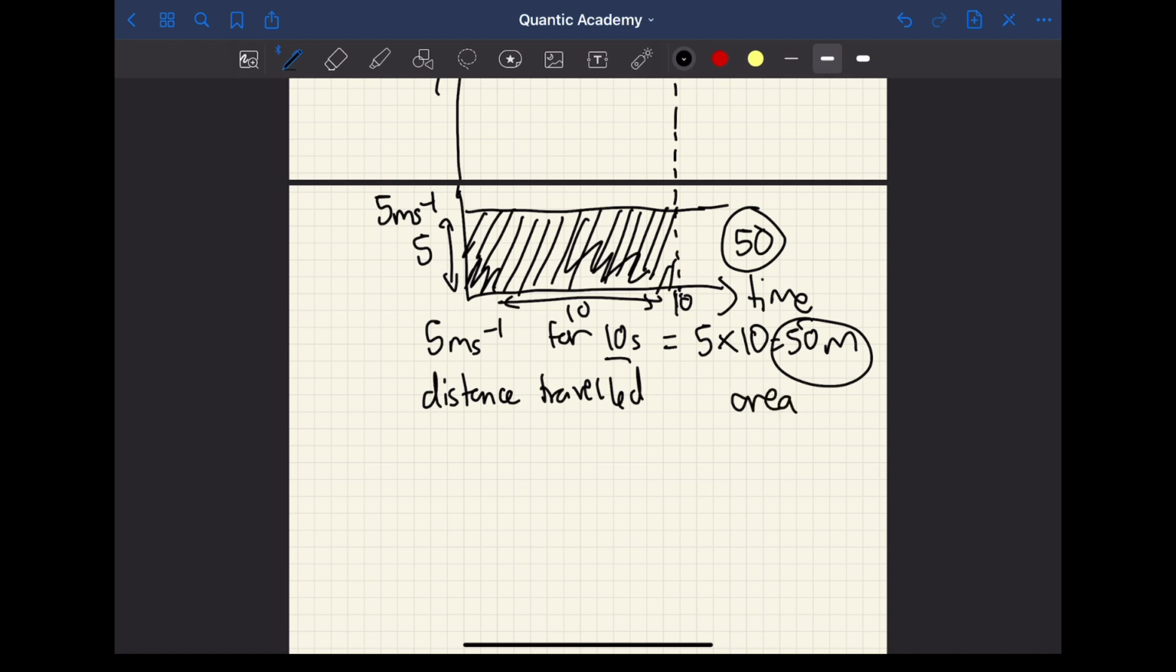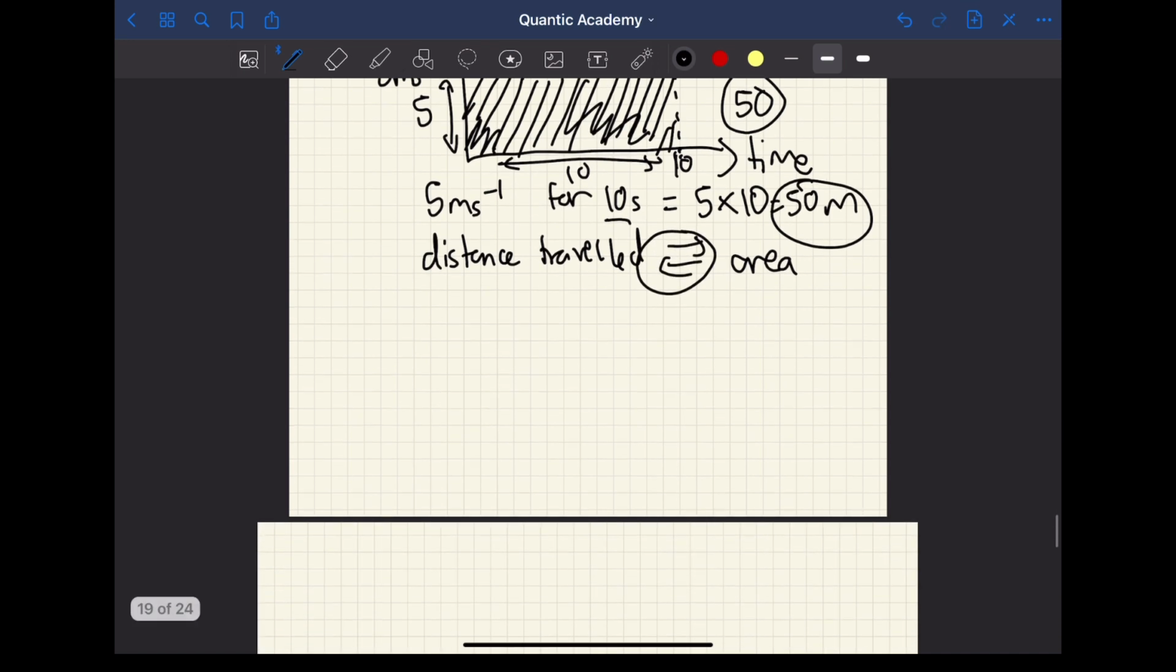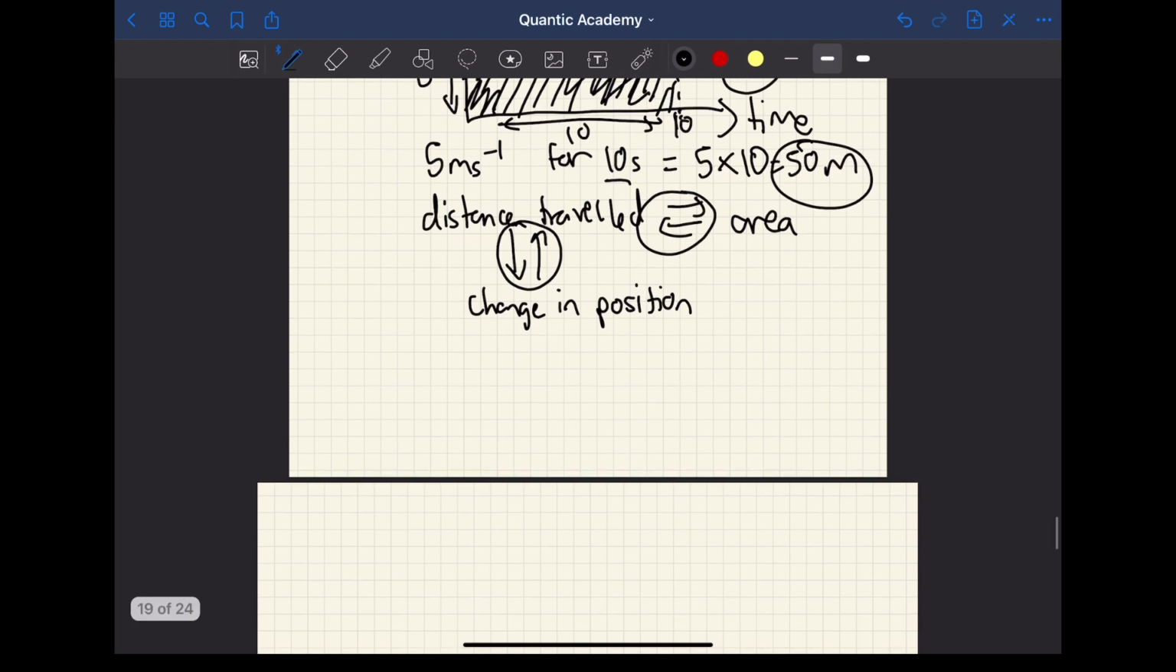I'm just going to use something like this to say they're related. The distance traveled is related to area. Now, distance traveled is also related to the change in position. Why is that? Well, if I'm at the 10 meter mark, and then later I'm at the 2 meter mark, then I've traveled 8 meters, 10 minus 2, the change in position, okay?